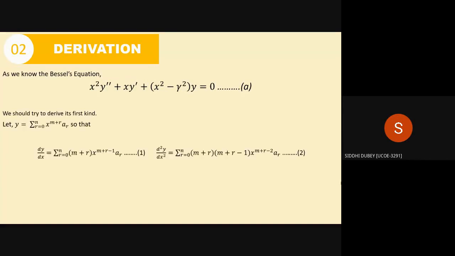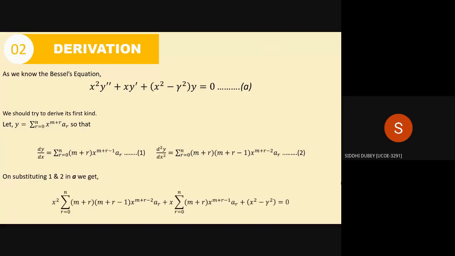To derive its first kind, since x equal to 0 is a regular singular point for equation A, its series solution will be y equal to summation r equal to 0 to n of x raised to m plus r into ar, so that we get a value of y. Since we have a value of y, we can substitute it into equation A.